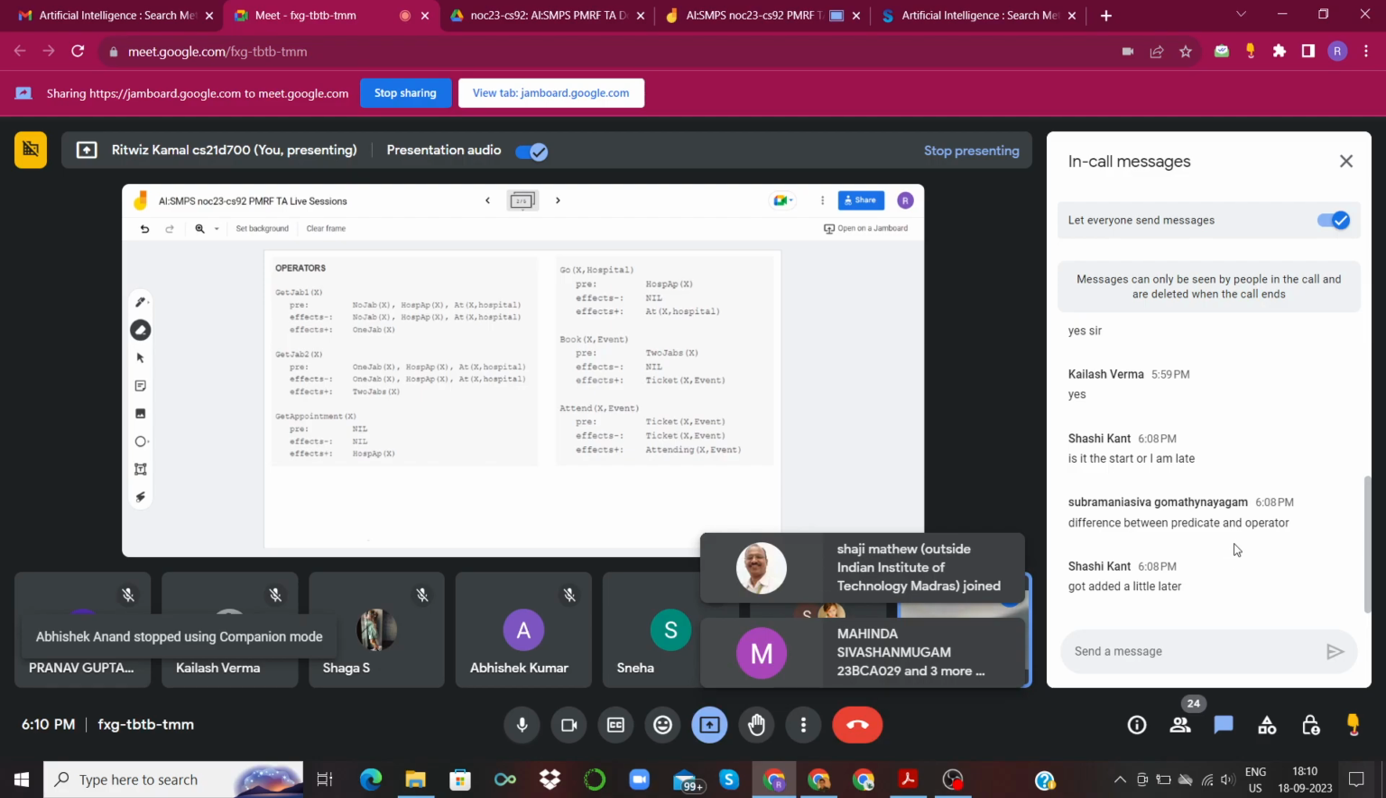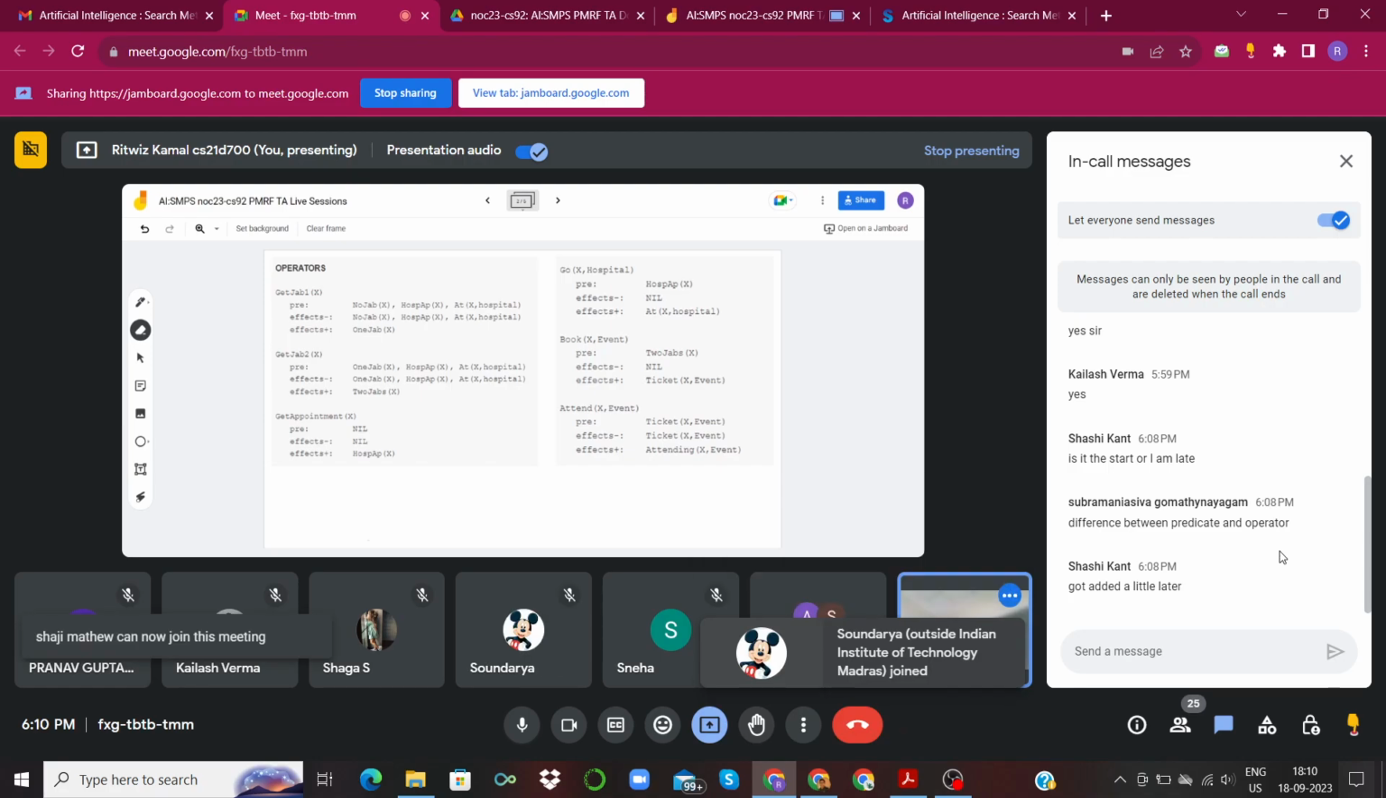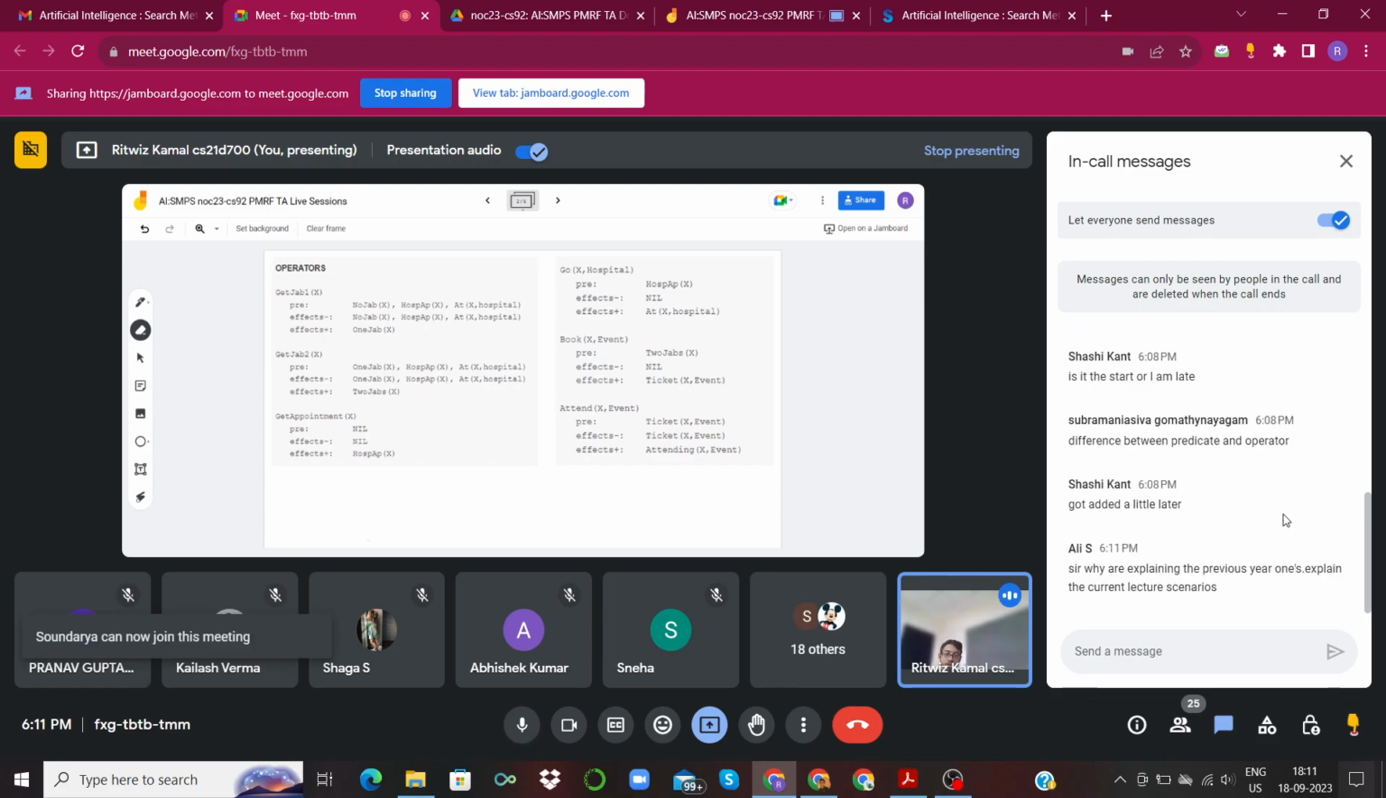Okay, difference between predicate and operator. So predicates, you could say, are generalized versions of facts. For example, when you talk about a predicate called, let's say, no jab X, X here could be replaced by any individual, right?